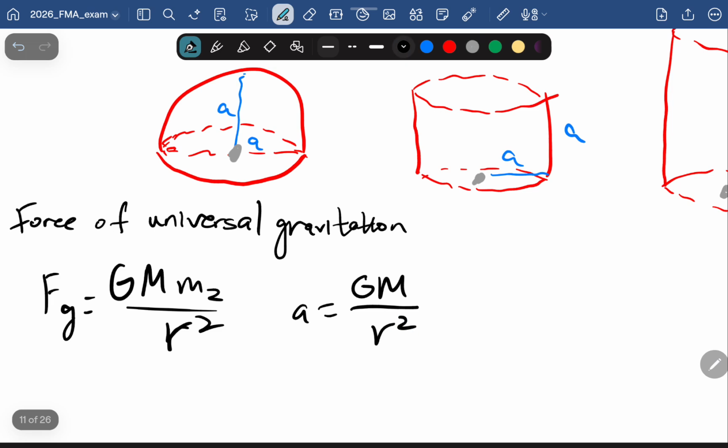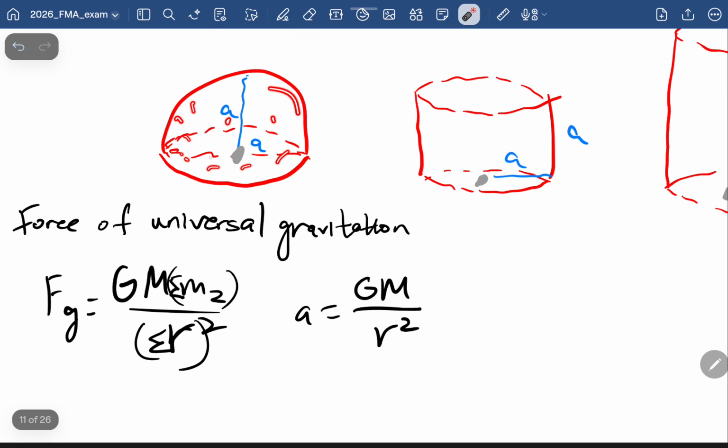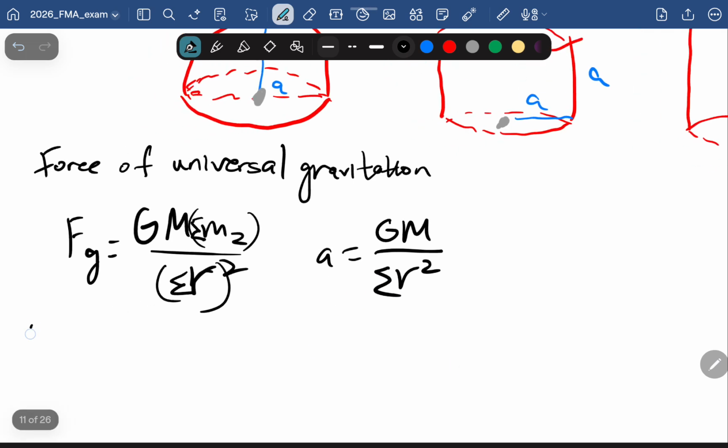Yeah, and for clarity purposes, this should be a sum. This should also be a sum, because there's a bunch of variable points that we have to integrate over, right? You can realize here that the acceleration, due to the field, is proportional to 1 over r squared.